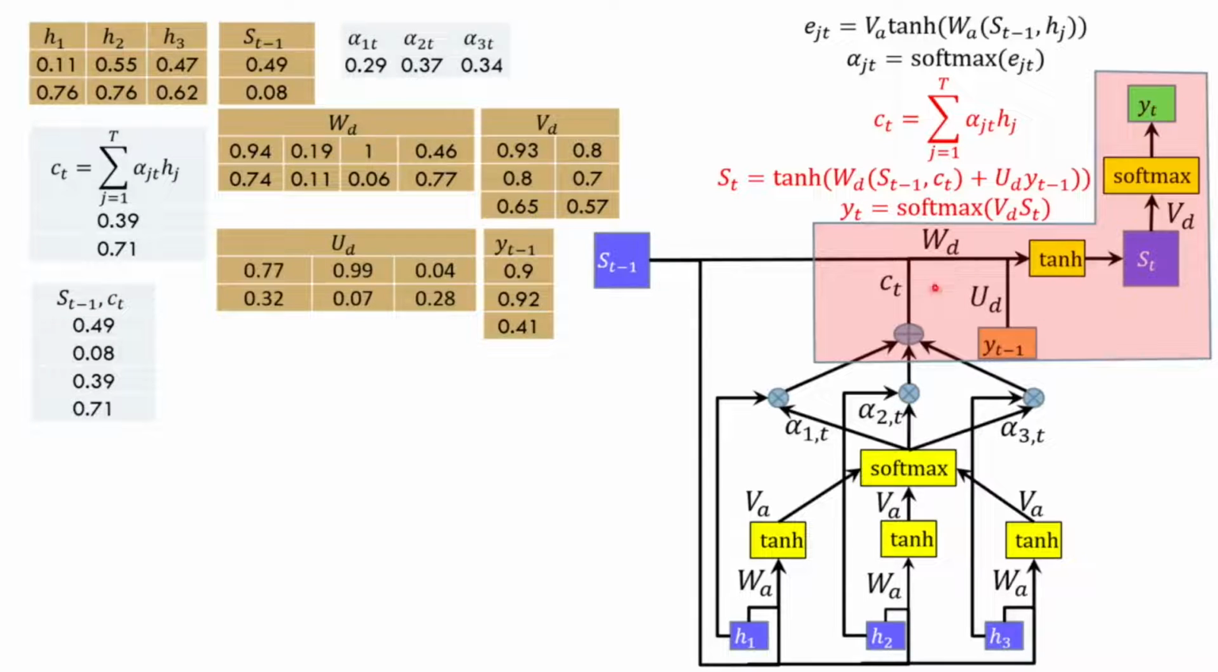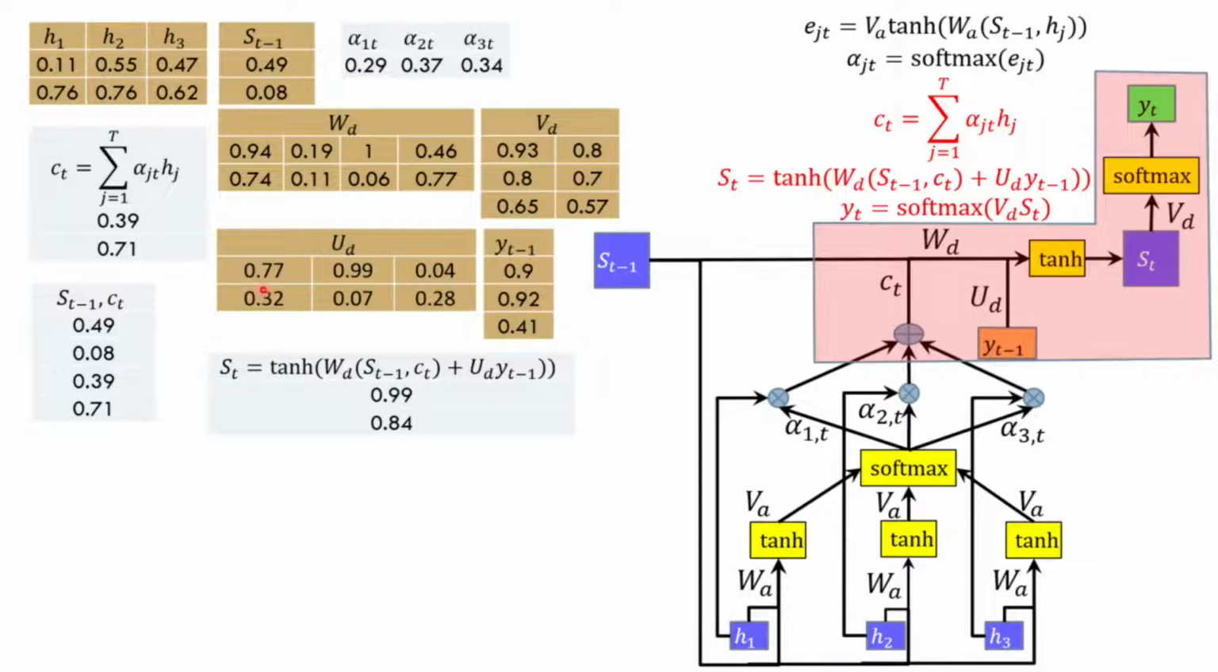So first, what do we do here? Before feeding to WD, we concatenate s_{t-1} and c_t. So s_{t-1} was 2 cross 1, and c_t was 2 cross 1, so now the concatenation becomes 4 cross 1. And when we multiply with WD, which is 2 cross 4, with this 4 cross 1, we get an output of 2 cross 1.